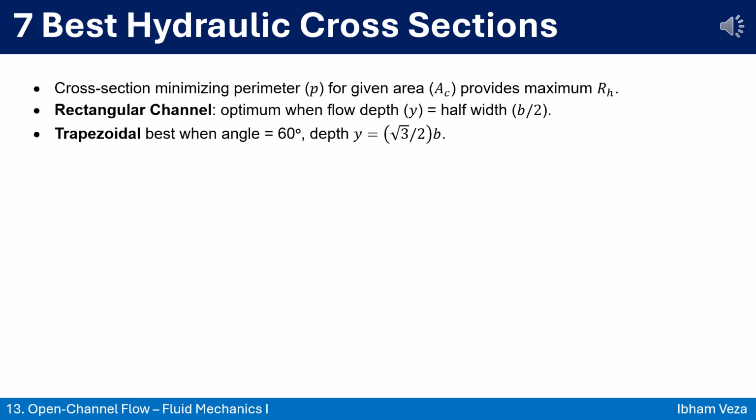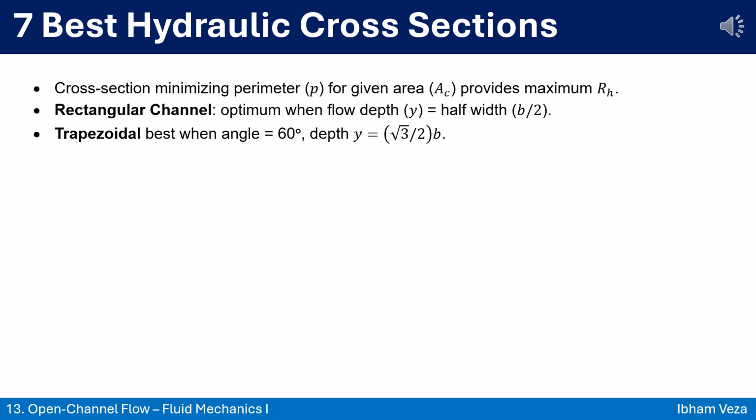7. Choose cross-sections that flow with efficiency. In open channel design, shape matters a lot. The most hydraulically efficient cross-section is the one that delivers the most flow with the least resistance, and that boils down to maximizing the hydraulic radius. R_H equals A divided by P. To achieve this, you want to minimize the wetted perimeter P for a given cross-sectional area A.